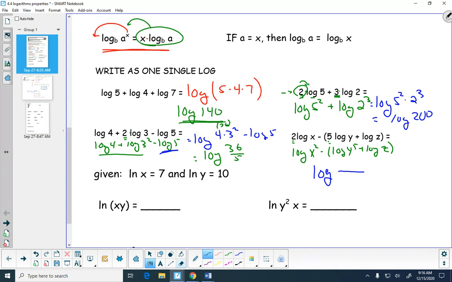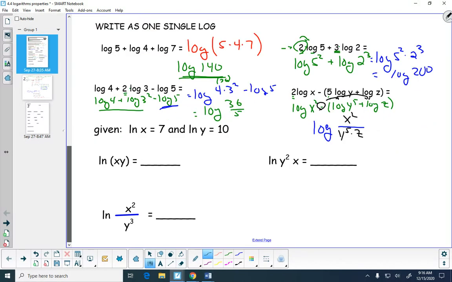Brooke, what do you think? What would this look like? Would it be x squared over y to the fifth times z? That is correct. Because I'm subtracting off these two logs here, this would be a negative here and a negative here, so I'm going to divide by them. And I have the x squared on top. That is correct. Very good.